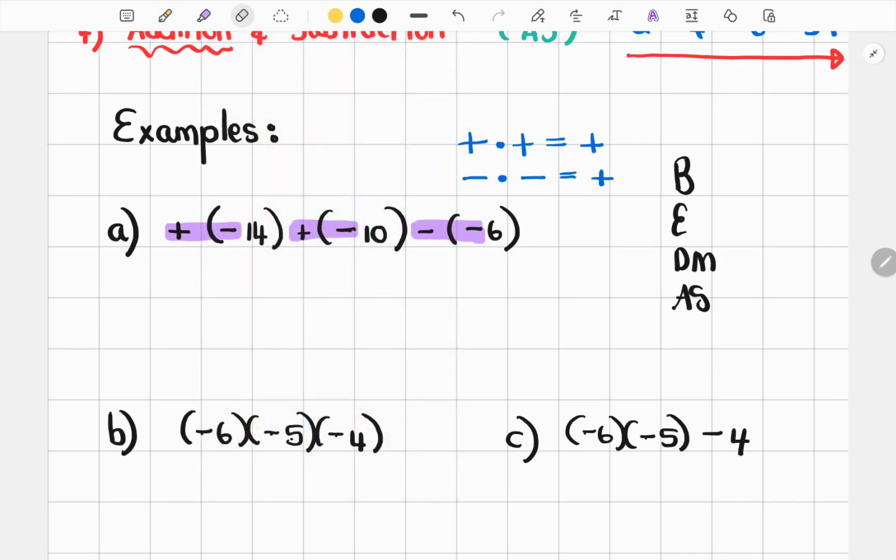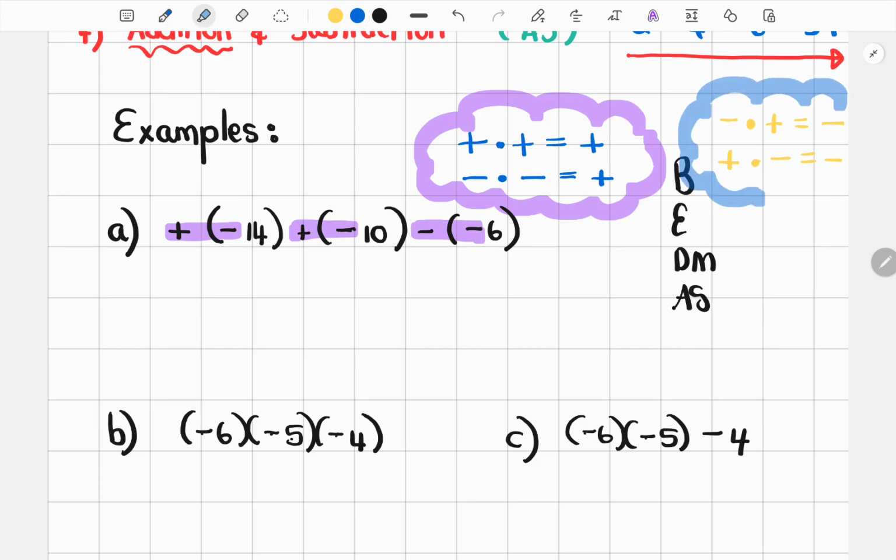if they are the same, they become a positive. If they are different, if they are a negative times a positive, that will give you a negative. Or the other way around, a positive times a negative also gives you a negative. So those are the two things that you need to remember. If they are different, it becomes a minus, and if they are the same, they become a positive. Okay, so let's carry on.